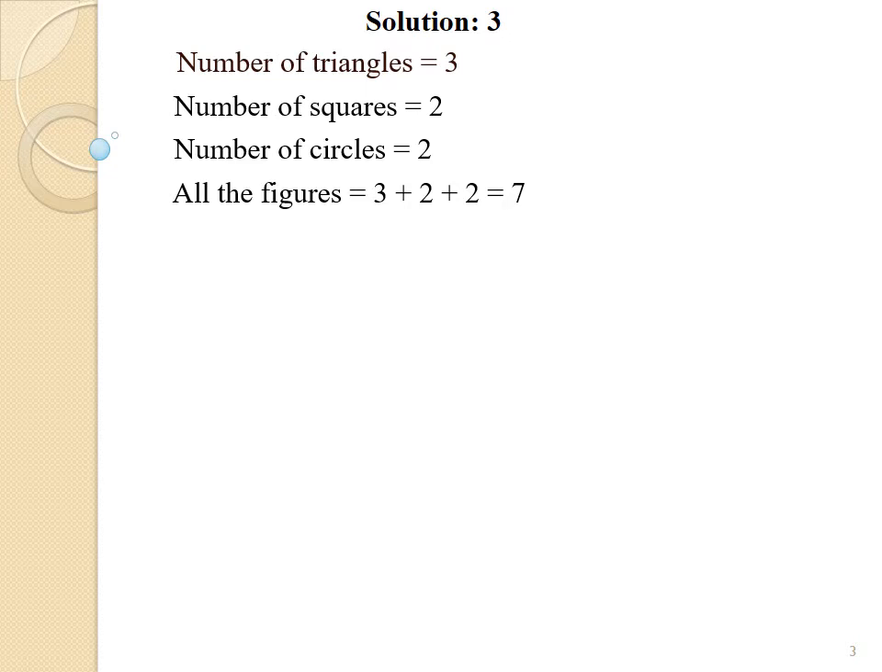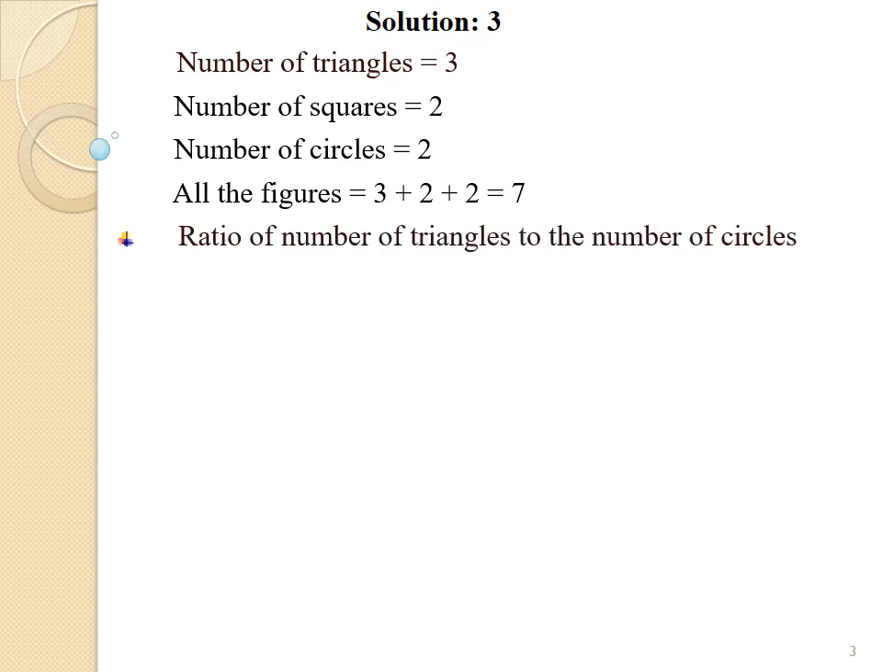Sum A, ratio of the number of triangles to the number of circles equals number of triangles divided by number of circles equals 3 divided by 2. Students, 3 divided by 2 is in the simplest form. It does not have any common factor other than 1. Thus, 3 by 2 equals 3 is to 2. Thus, required ratio is 3 is to 2.